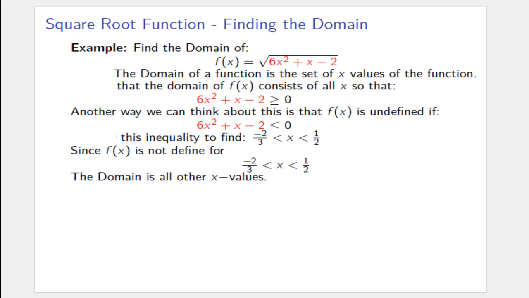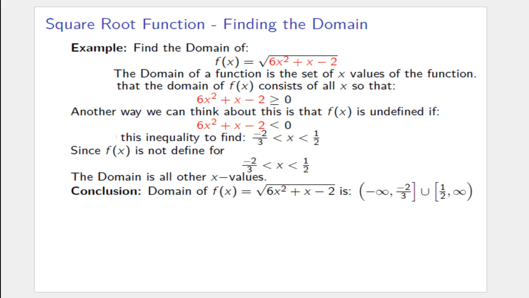So since f of x is not defined for x between negative 2/3 and 1/2, the domain is all other values of x. So we can conclude that the domain of f of x equals the square root of 6x squared plus x minus 2 is all the values before negative 2/3 and all the values after 1/2.